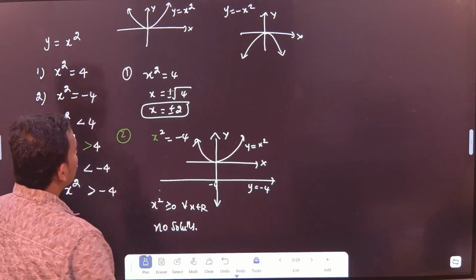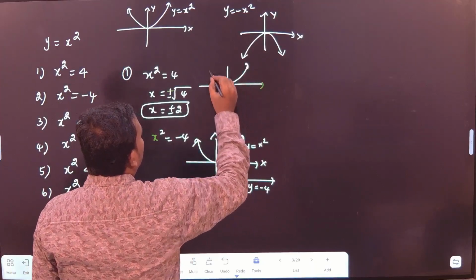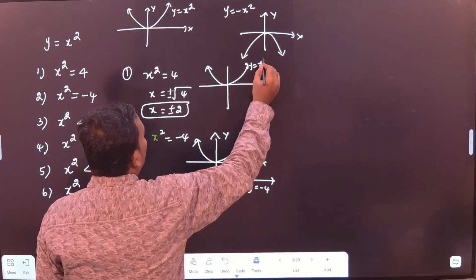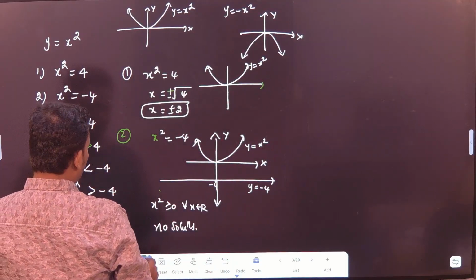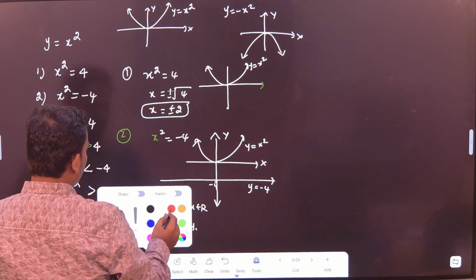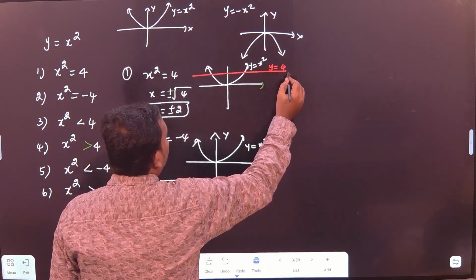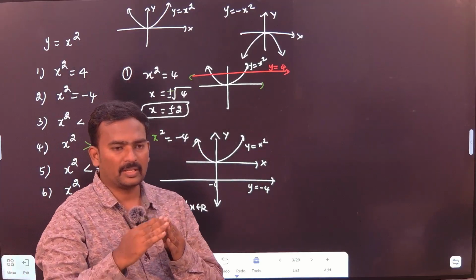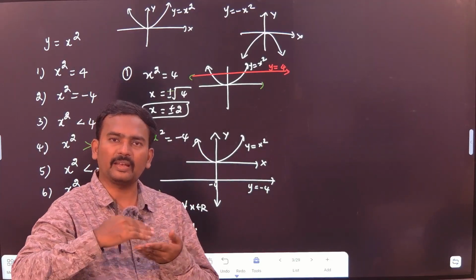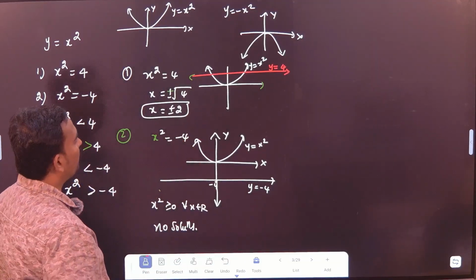The first one you can see, y is equal to x square, is there. So graphically, how do we understand y is equal to x square and then y is equal to 4? Y is equal to 4 is parallel to the x-axis. X may be any real number, but y should be fixed. It's a constant, right? Y is equal to 4.